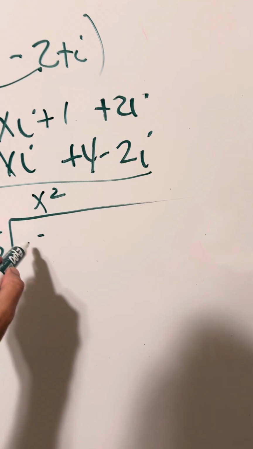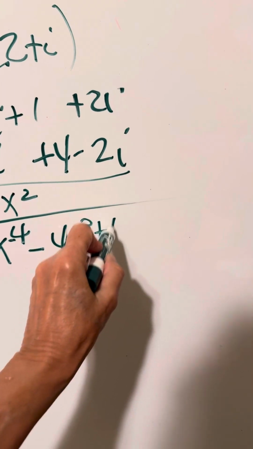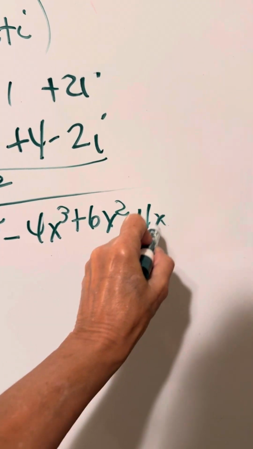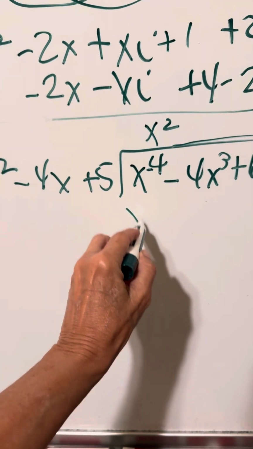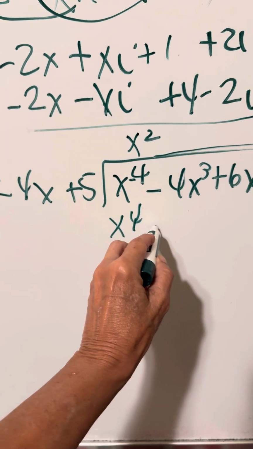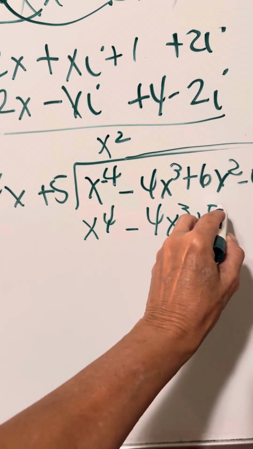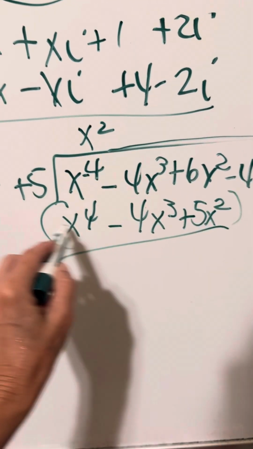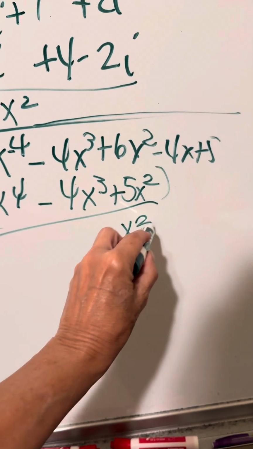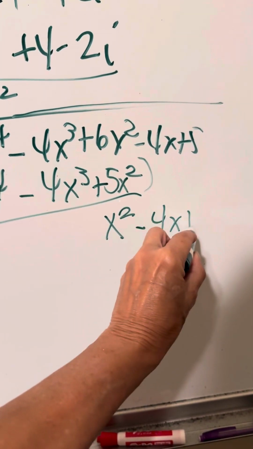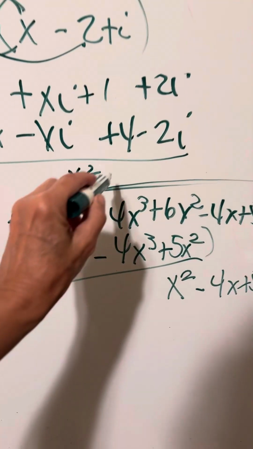I'll quickly do the long division. x to the 4th minus 4x cubed plus 6x squared minus 4x plus 5. The first one is x squared, so that's x to the 4th minus 4x cubed plus 5x squared. I know my handwriting is pitiful. All right, so it's 6x squared minus 5x squared, that's just x squared, minus 4x plus 5, and that's just plus 1. It's the same. Plus 1.